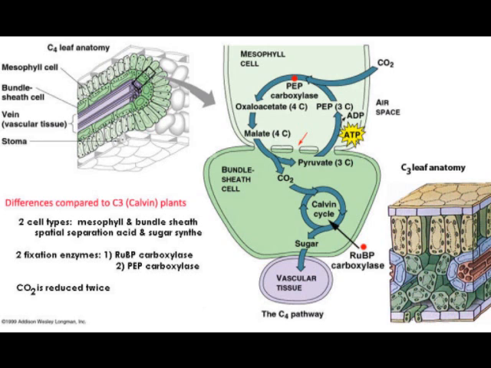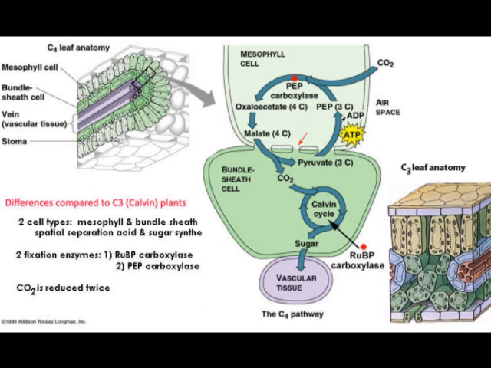Then this OAA is converted to malate, and malate is shuttled through the plasmodesmata to specialized cells within the leaf, which are called the bundle sheath cells. Here, malate is converted to pyruvate and carbon dioxide, and the pyruvate then goes back to the mesophyll cells, where 1 ATP is required to convert the pyruvate back to PEP, and then this goes over and over. The overall effect here is to move CO2 from the mesophyll cells to the bundle sheath cells.